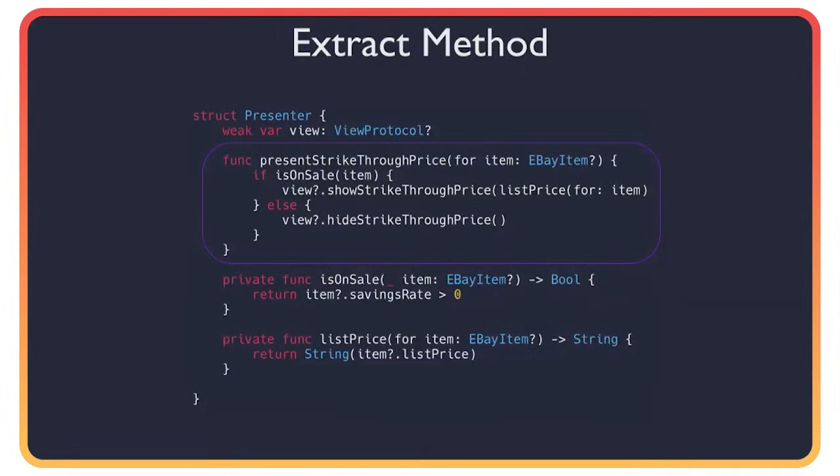this is something that I can sit down and have a conversation with the product owner about. Okay, the product owner may not be able to read the code, but I can say it in English or whatever you have. I can say, when it comes time to present the strike-through price, we check, is the item on sale? And if so, I'm going to show a strike-through price with that item's list price. Otherwise, if it's not on sale, I'm going to hide the strike-through price. Is that correct? And the product owner can say yes or no, right?